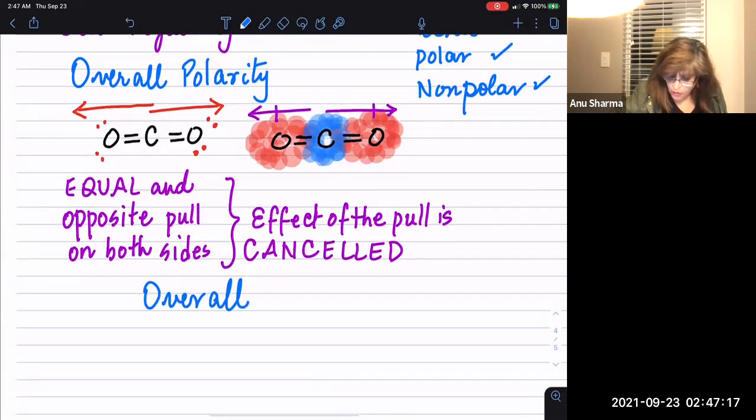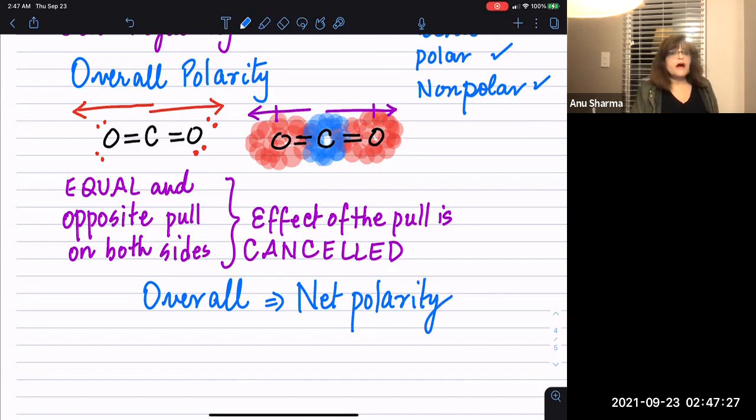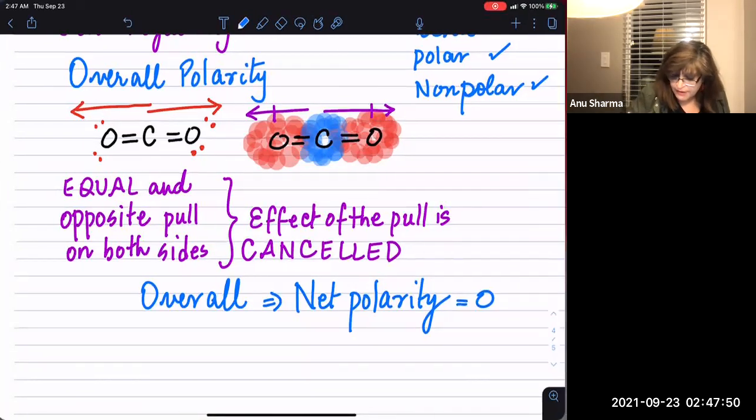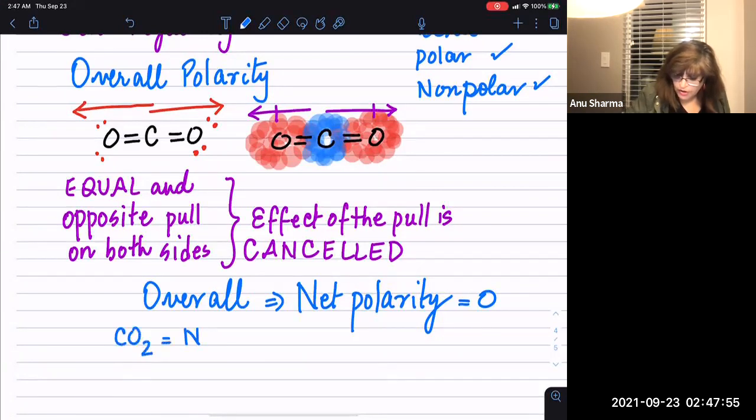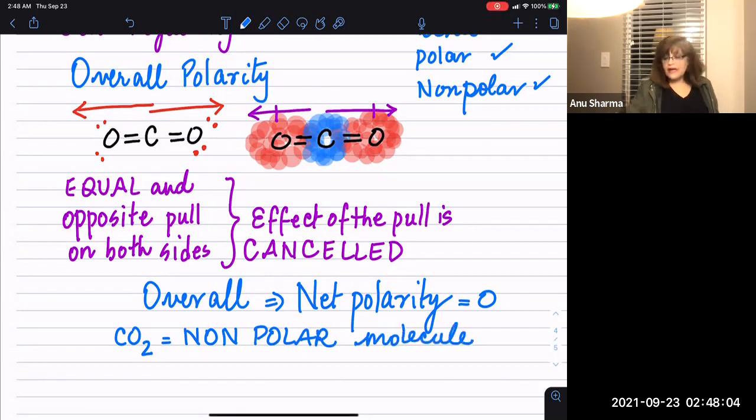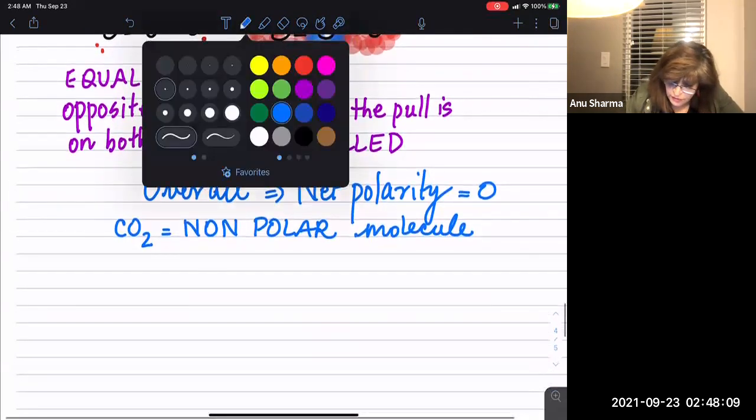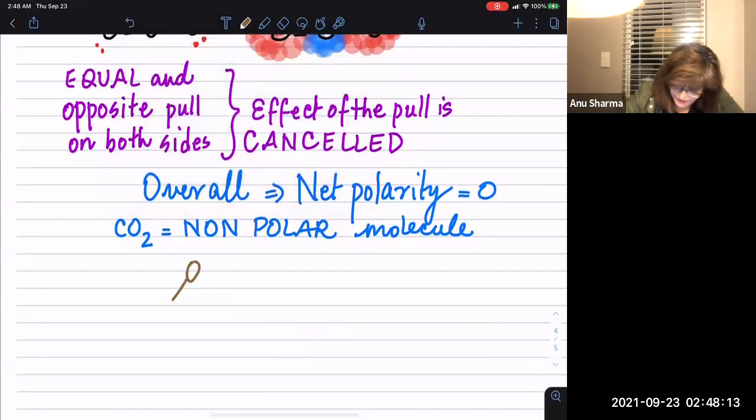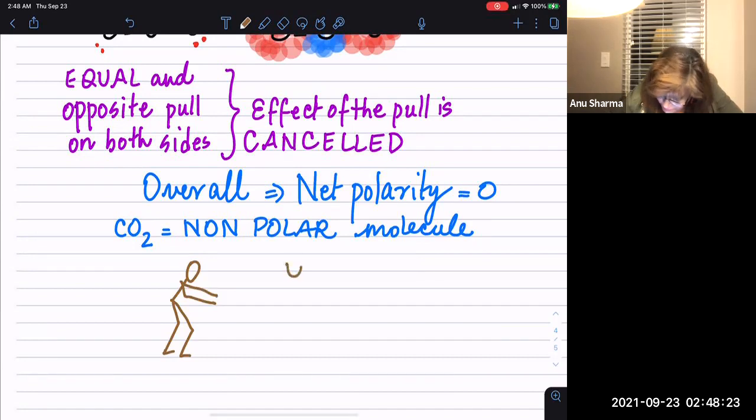So overall means the net polarity. If you were to measure the force with which oxygen pulls the electrons towards itself, and we have actually been able to measure that pull, it cancels out. When one side is positive, the other side is negative, it cancels out, and the net polarity becomes zero. And anytime the net polarity becomes zero, the molecule is non-polar, so the CO2 molecule is non-polar. All right. Now, you can also imagine, just for the sake of understanding, these are the two heavyweight champions. This guy is pulling a rope with the same force as this guy.